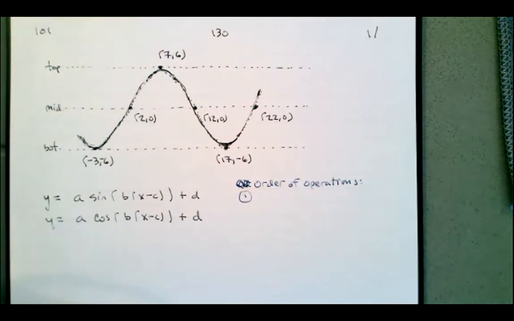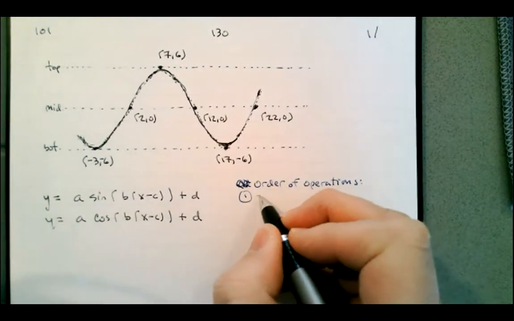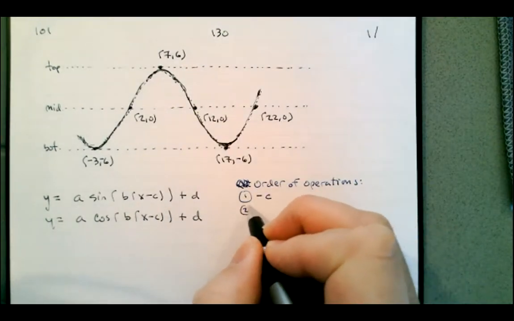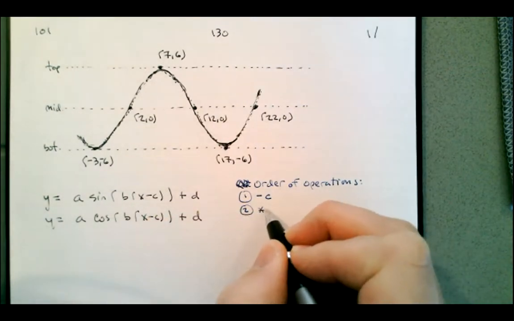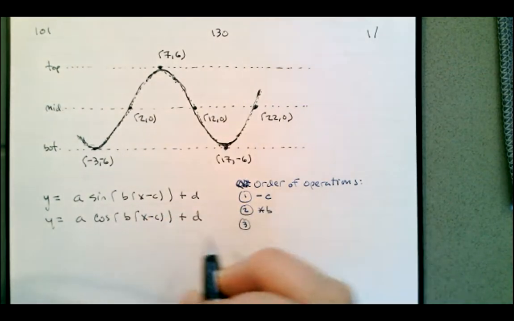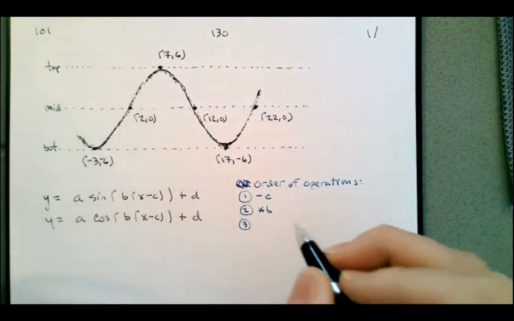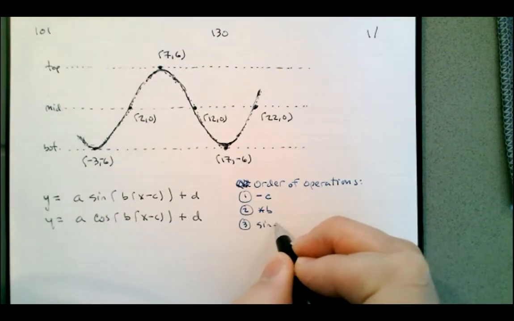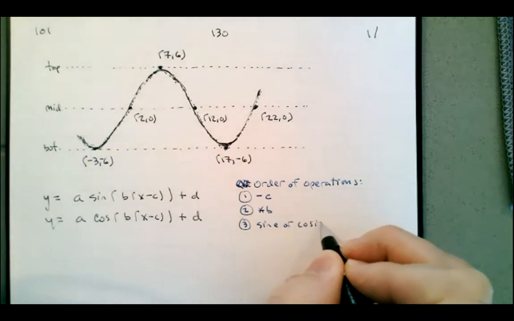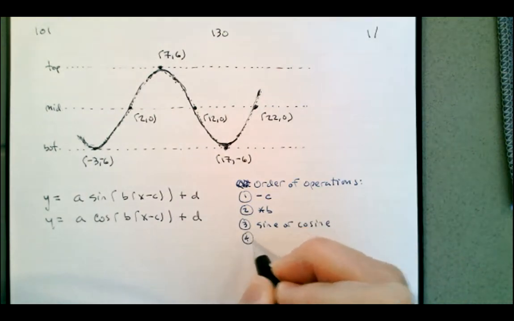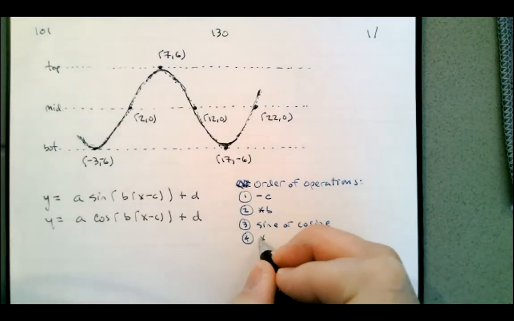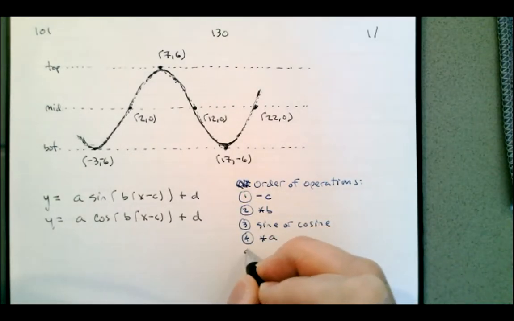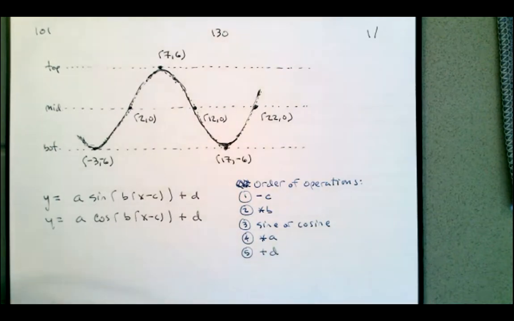So if we're going to run an x through this function, the first thing that happens is we subtract c. And the second thing that happens is once we have x minus c, the next thing that happens is we multiply the result by b. The third thing that happens is we apply the trig function. That's where the sine or cosine happens. And then after we do the sine or cosine, we've got multiplication and addition. Order of operation says multiplication first, so then we multiply by a. And finally, we add d.